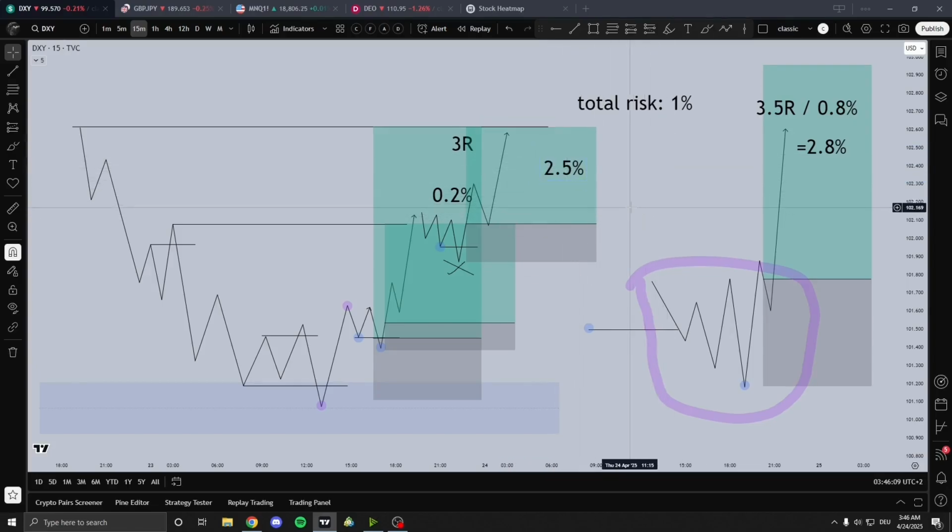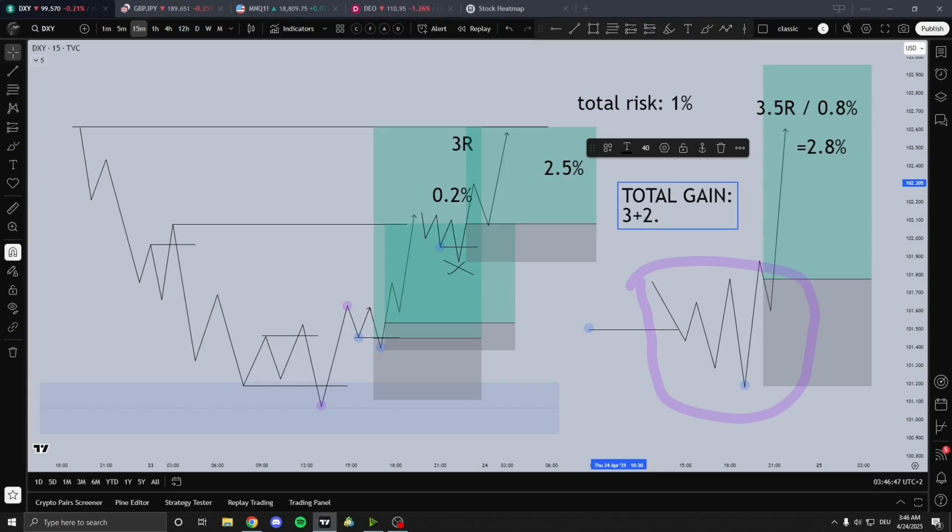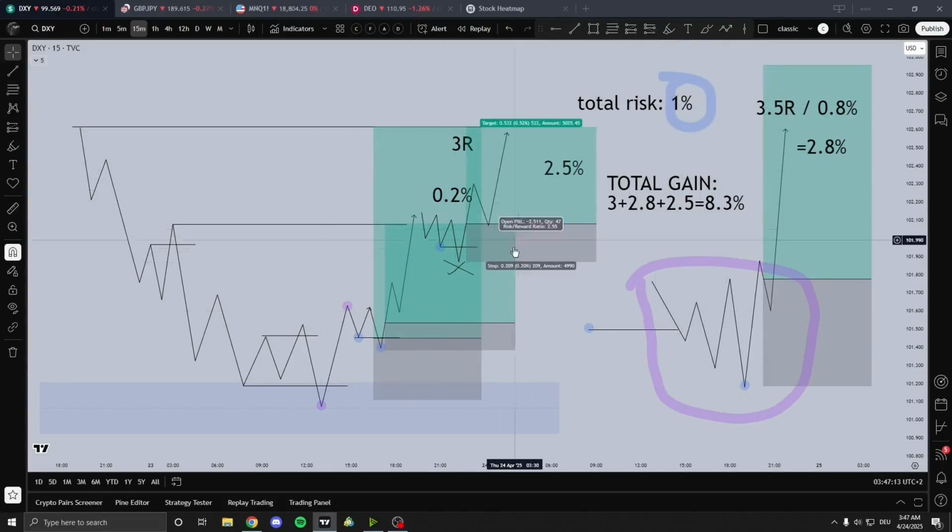So now in total, let's say you closed this one here, this one also here, and the first lower time frame confirmation you closed at that high here, then you would have made in total 3% plus 2.8% plus 2.5%, which makes about 8.3% gain in total, while never risking more than 1%. And there's the power of pyramiding into trades.